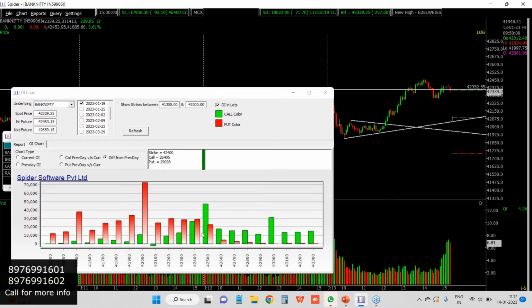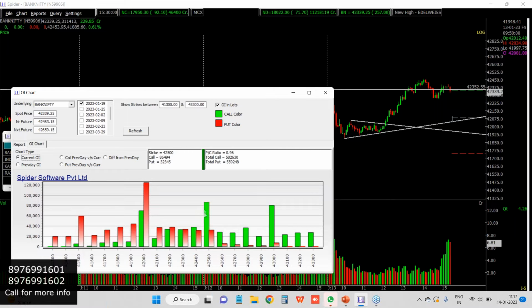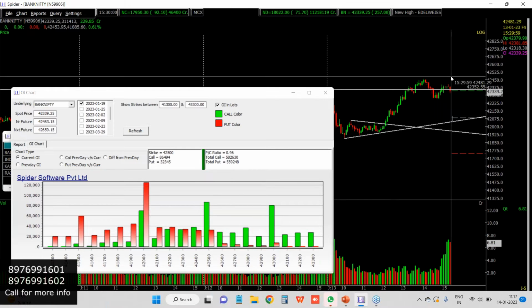You can see continuous put writers were in control of the market, and the only place where the call writers were active was at 42,500. You can see at 42,500 the call writers were active over here. And even in the current OI, you can see 42,500 call writers are active. So they have held their position at 42,500 and they don't want the market to go beyond this. That's why we saw the resistance that happened over here.